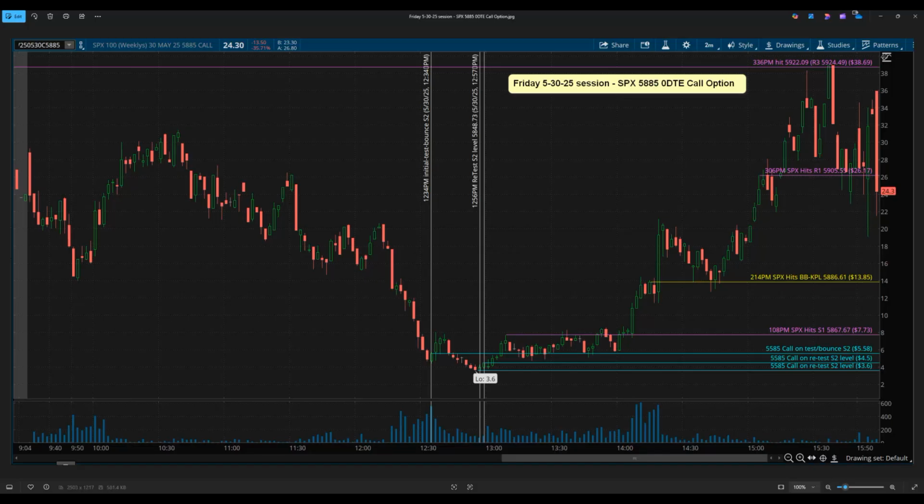Then we have the other levels here. At 3:06, it hits the R1 at 5905.55, and then we have eventually the 3:36 hit of 5922.09, which was $2.40 below the R3 level of 5924.49.